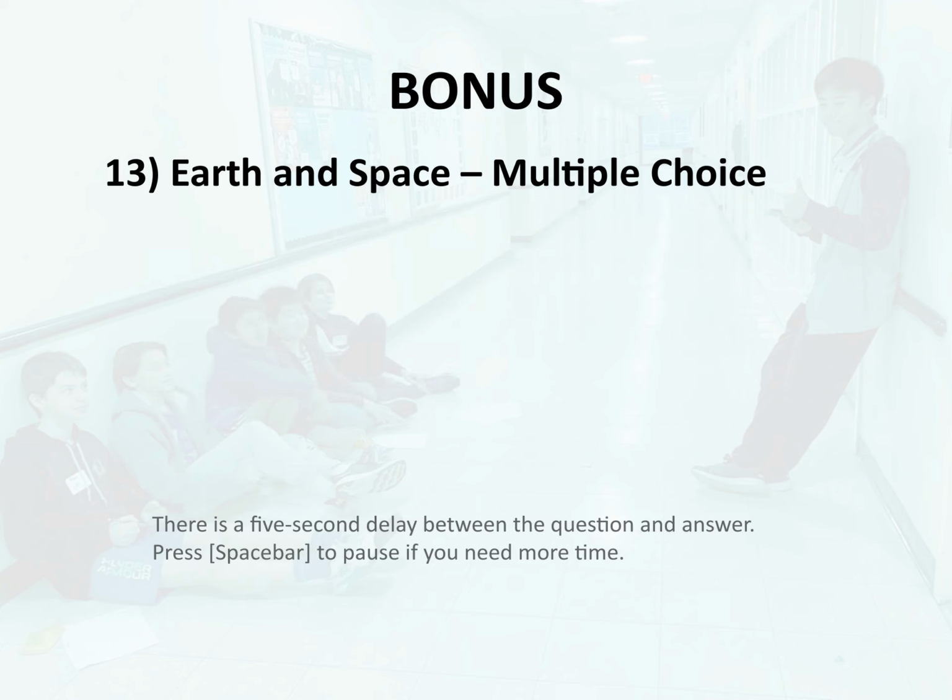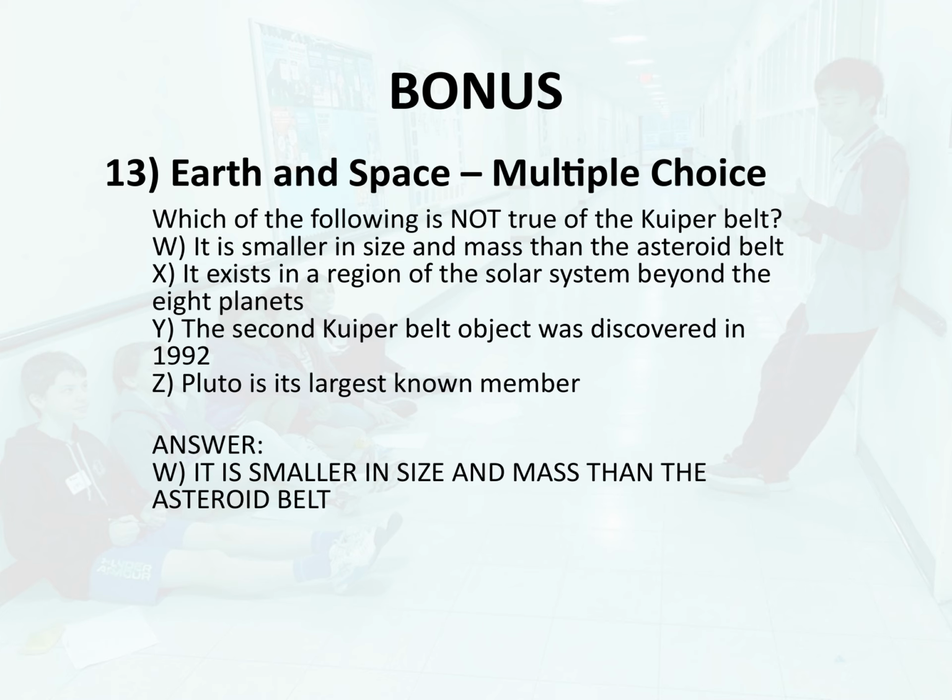Bonus 13. Earth and space, multiple choice. Which of the following is not true of the Kuiper belt? W. It is smaller in size and mass than the asteroid belt. X. It exists in a region of the solar system beyond the 8 planets. Y. The second Kuiper belt object was discovered in 1992. Z. Pluto is its largest known member. Answer. W. It is smaller in size and mass than the asteroid belt.